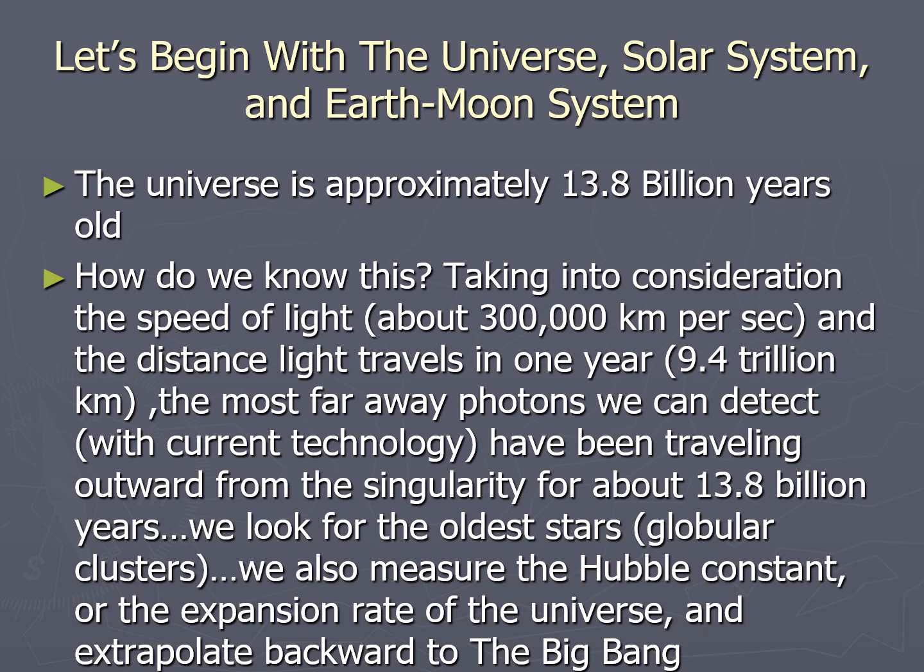So how do we know this? Well, there's a couple of things. One is just knowing the speed of light and the distance light travels in 1 year, which we refer to as a light year. We search for the most faraway photons or light particles that we can find, and we can kind of extrapolate and say they've been traveling outward from the singularity for about 13.8 billion years. Well, astronomers also look for these things called globular clusters, which are the remains of the oldest stars, or the first stars that formed in the universe. And of course, we can also measure the Hubble constant, which is the expansion rate of the universe, and then extrapolate backwards to the Big Bang.